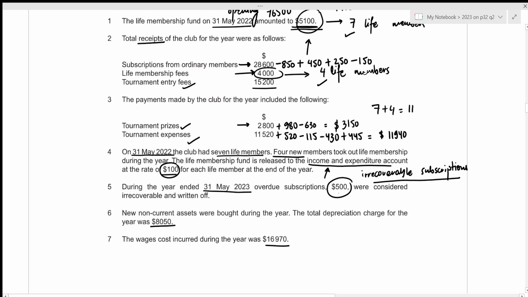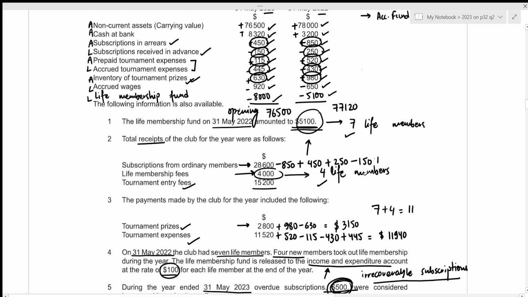And we have our irrecoverable debts or irrecoverable subscription in this case. So these are the subscription charged for the year, but we didn't receive it. The customer, or the member in this case, will not be able to pay us back the amount of this membership fee. Regardless, this 500 is still the subscription fee for the year. That is why we'll be adding it. Alright, this gives the total for the subscriptions for the year to be 28,800. Let's write it down.